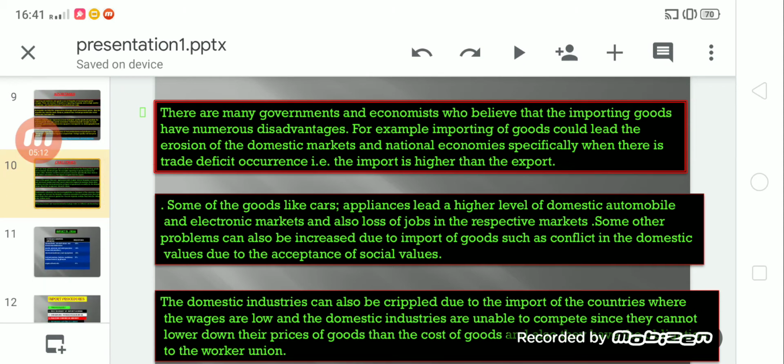The domestic industry can also be crippled due to import from countries where the wages are low and the domestic industries are unable to compete, since they cannot lower their prices below the cost of goods. Also, they have the obligation to the worker union.